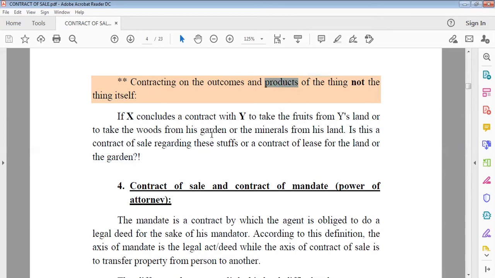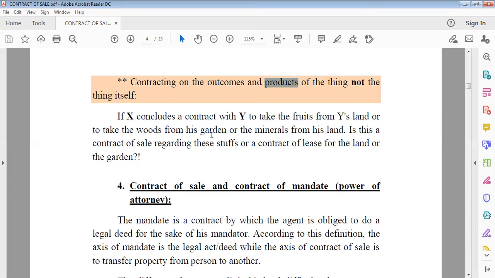Now, in this case, I'm not talking about leasing the thing itself. I don't want to lease your land. I only want to take the fruits of your land, or for example to take the minerals which exist in the deep or beneath the land of your land, or even I want to take the petrol which exists, or the woods which exist in your garden.